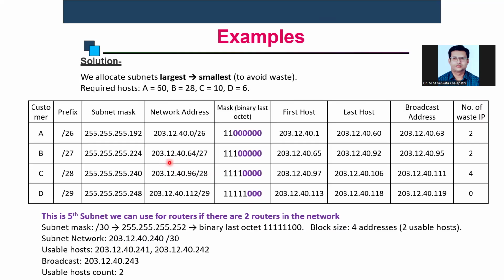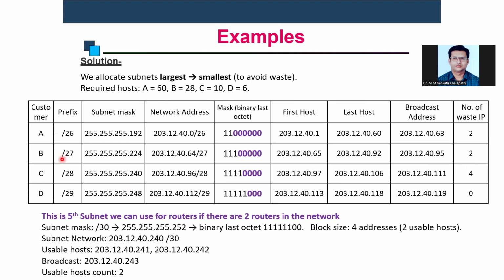So the network address will be 203.12.40.64 slash 27. Then the host addresses are 65 to 92 because we required only 28 host addresses. Then the broadcast address is 95. The addresses 93 and 94 are wasted. So in customer B, two IP addresses are wasted.